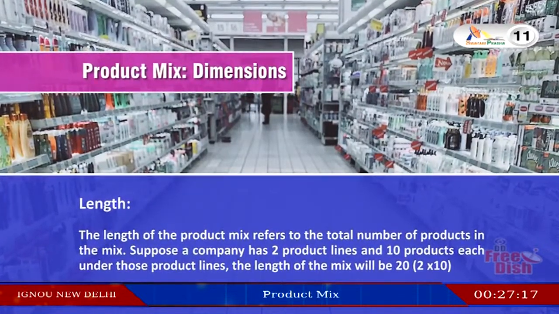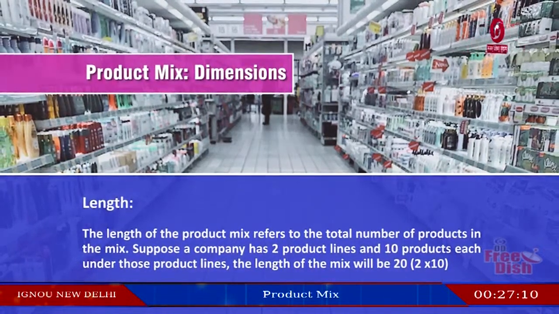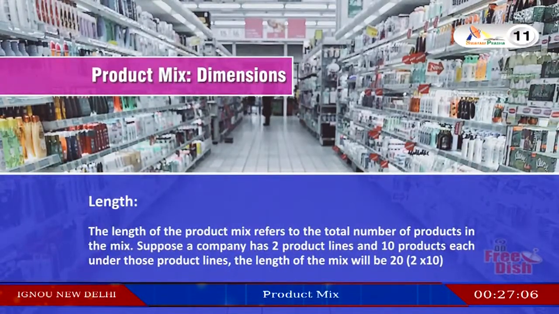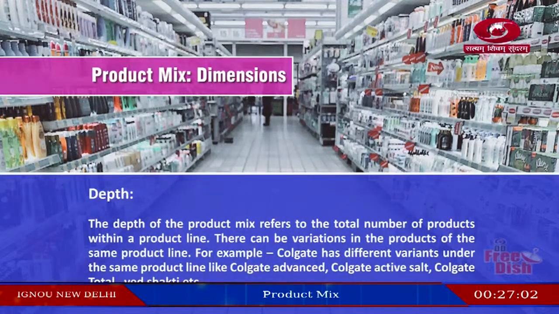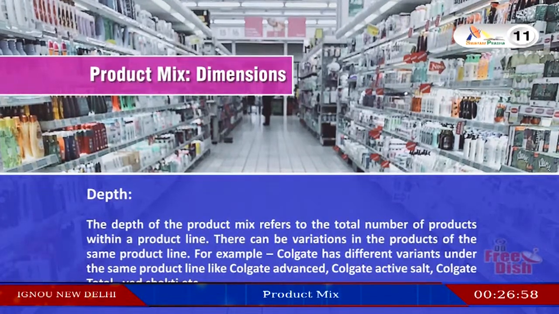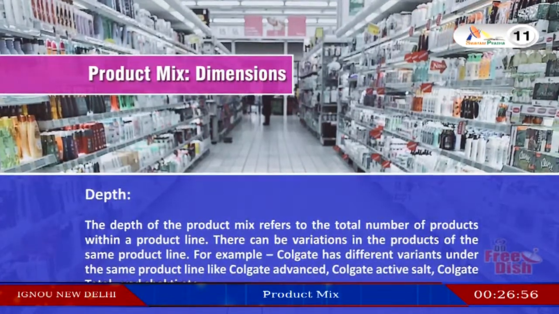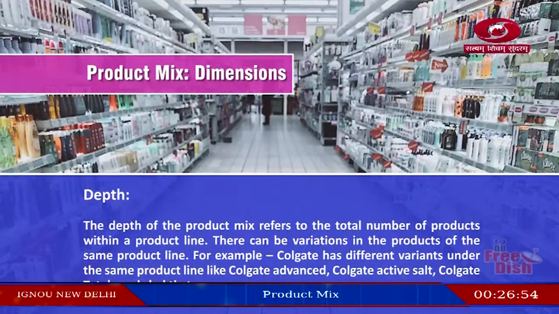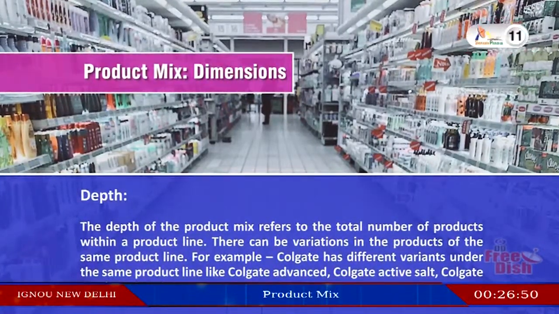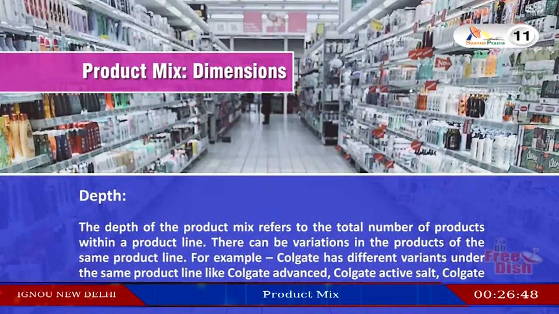Suppose a company has 2 product lines, as we have said earlier, and 10 products in each product line, then the length of the product mix will come to 2 into 10, that becomes 20. Likewise, the depth of the product mix refers to the total number of products within a product line. In the above example, in one product line we have 10 items, so the depth of the product line is 10 products deep, right?